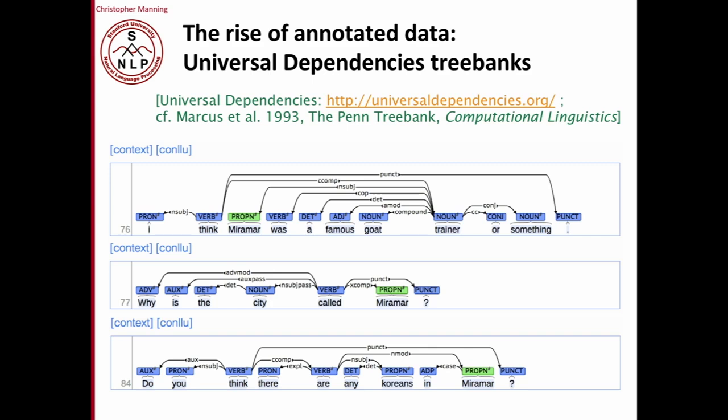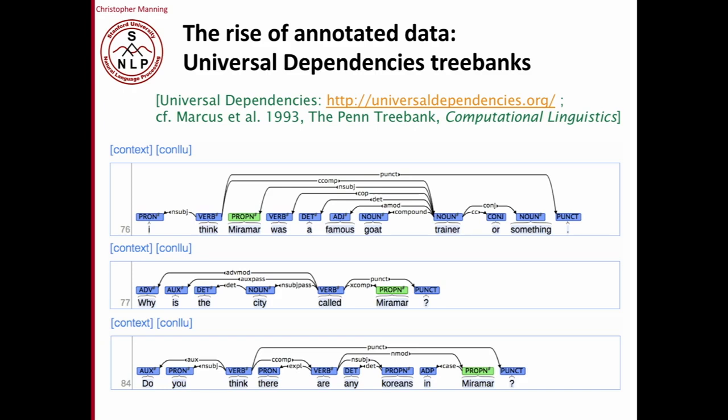And so here are some examples I'm showing you from universal dependencies, where here are some English sentences. I think Miramar was a famous goat trainer or something, and some human being has sat and put a dependency structure over this sentence and all the rest. And with the name universal dependencies, this is just an aside, universal dependencies is actually a project I've been strongly involved with, but precisely what the goal of universal dependencies was is to say what we'd like to do is have a uniform parallel system of dependency description which could be used for any human language.